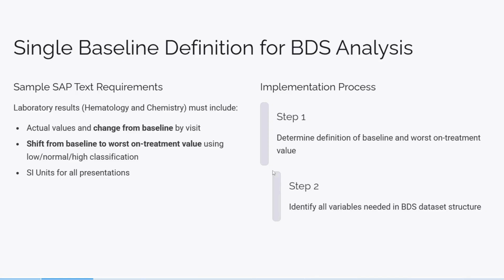So the single baseline definition for BDS analysis: the sample test requirements, the laboratory tests, hematology and chemistry, must include actual values and change from baseline by visit. Okay, so the shift from baseline to worst on-treatment value using the low, normal, high classification and SI units for all presentations. So the implementation process is like this: step one, determine the definition of the baseline and worst on-treatment value, and identify all variables needed in the BDS dataset structure for step two.